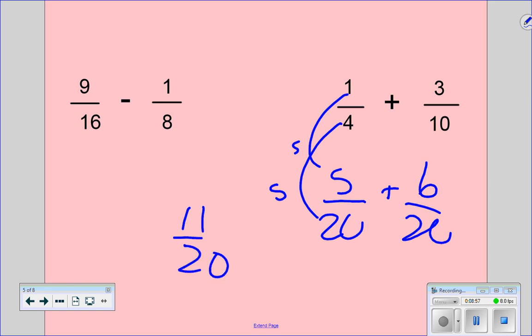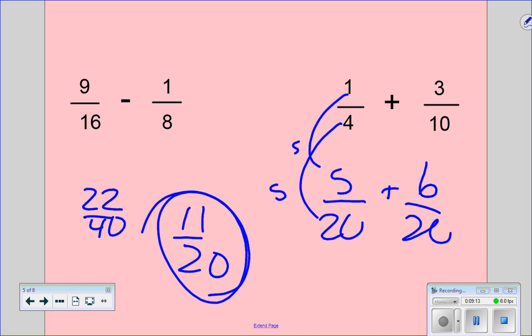Regardless, if you did 40 as a common denominator, you probably got 22 over 40, and then it can be reduced by 2. Okay? So see what I mean? No matter what, either way, you should end up with the correct answer regardless of what denominator you choose, unless it's not a correct denominator. Okay. All right, did you guys figure yours out now?